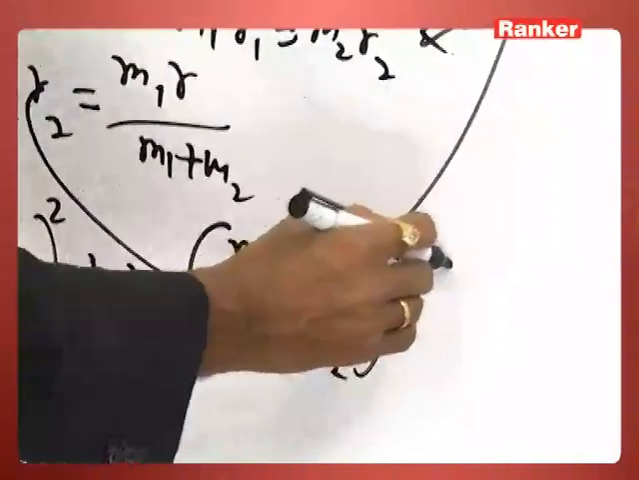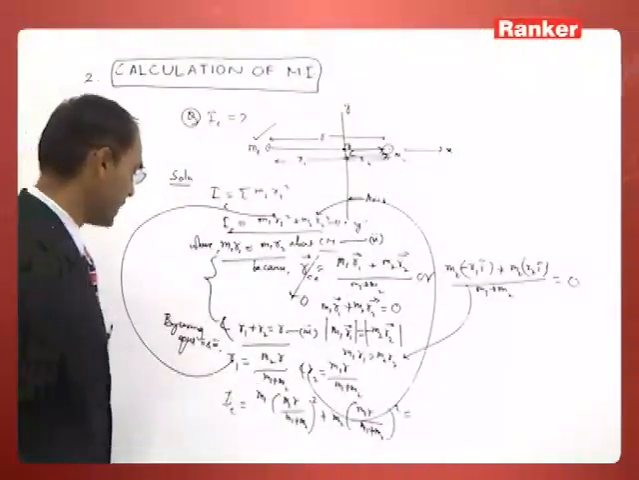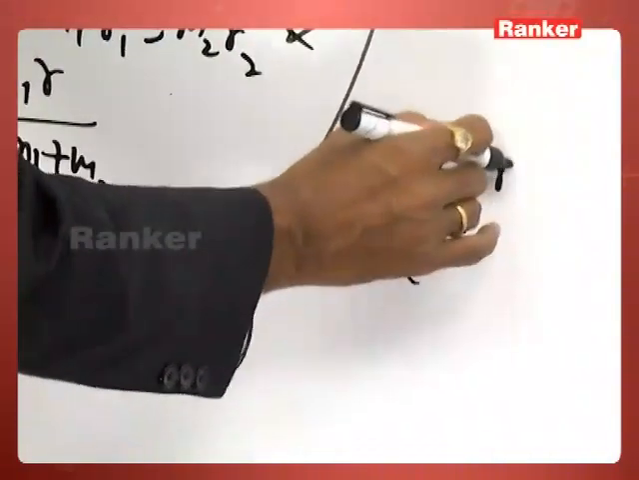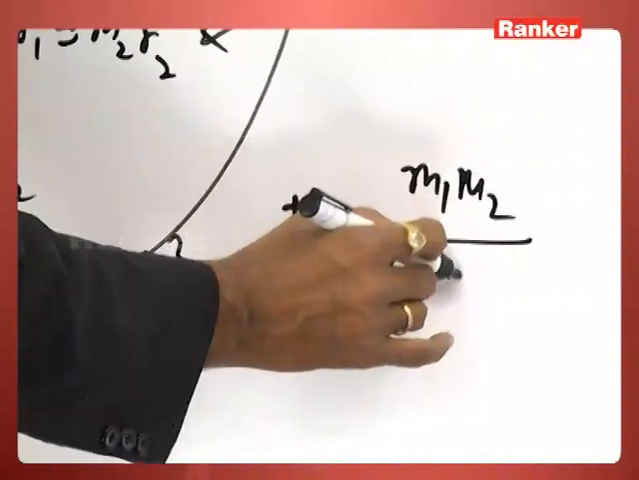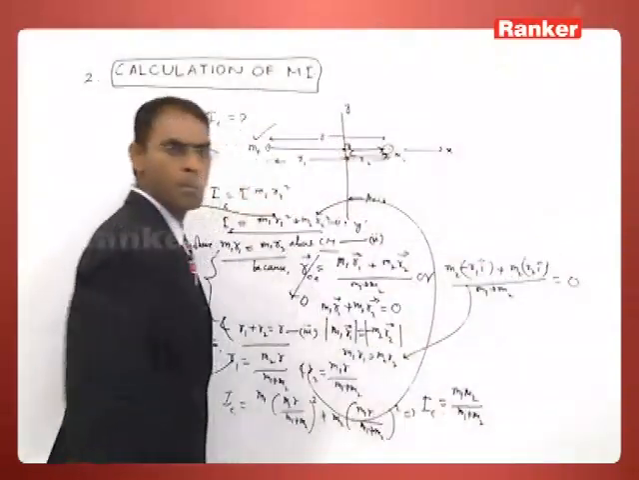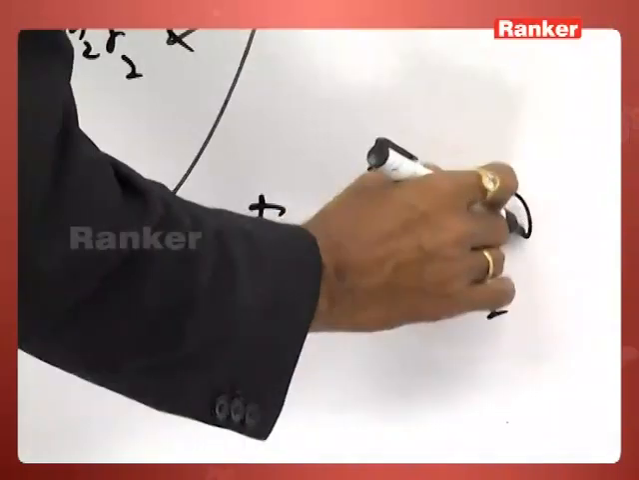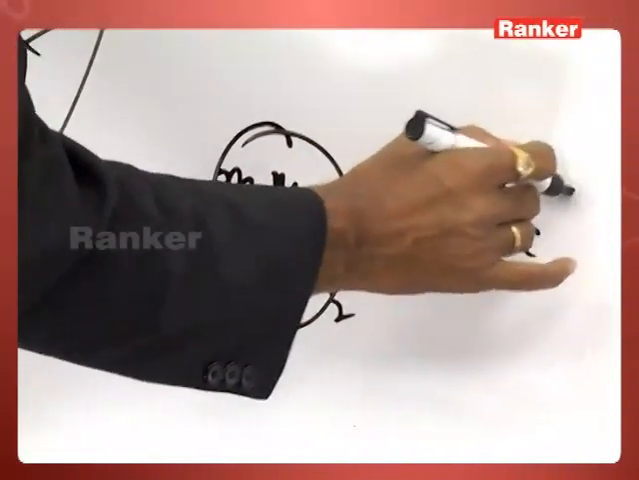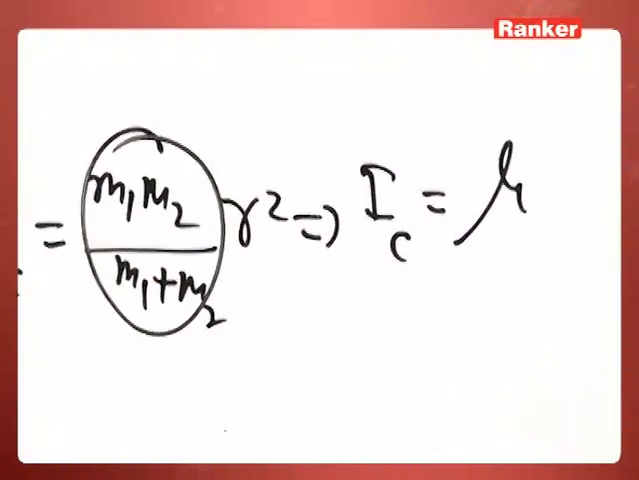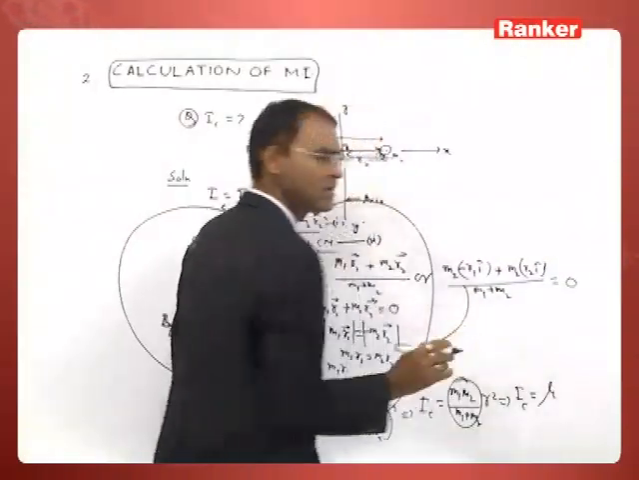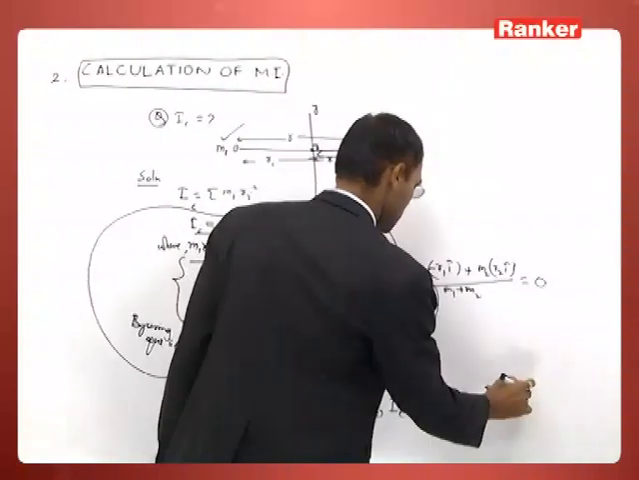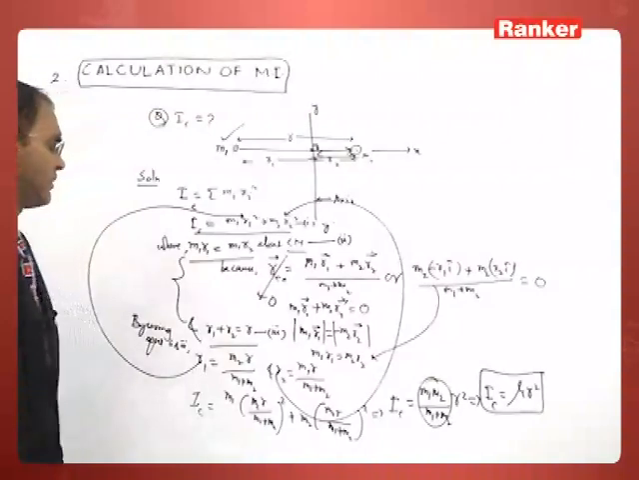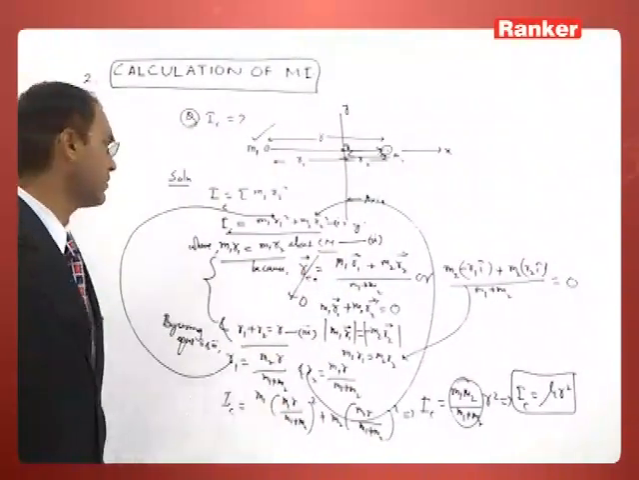After simplification you are getting IC is equal to M1 M2 by M1 plus M2 into R square, and this is again the reduced mass. Therefore, IC is equal to the reduced mass times the square of the distance of separation. This expression is valid for a two particle system.